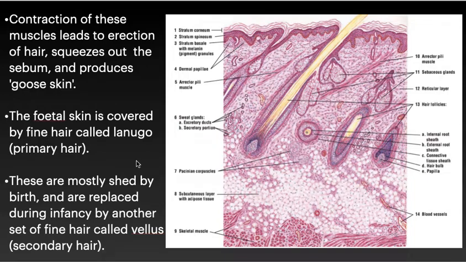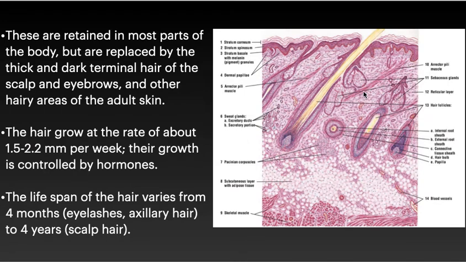The fetal skin is covered by fine hair called lanugo, that is the primary hair. They are mostly shed at birth and are replaced during infancy by another set of fine hair called the vellus or the secondary hair. Now, these are retained in most parts of the body but are replaced by the thick and dark terminal hair of the scalp and the eyebrow and hairy areas of the adult skin.